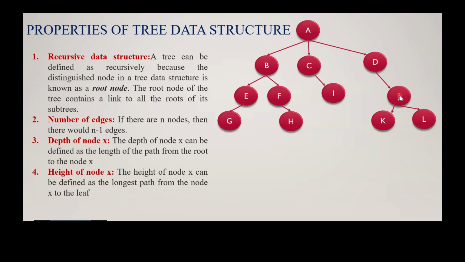If I want to calculate the height of J, it means the longest path from this node to a leaf node, not the root node, the leaf node. The leaf node is K, and the longest path is 1. So here the height is 1. So this is the way we have to calculate the height of a node and the depth of a node.